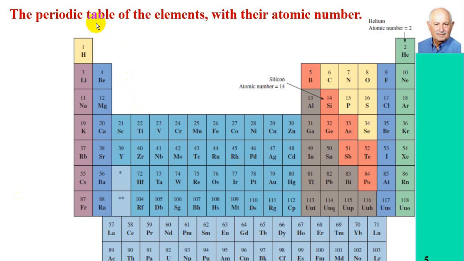This is the periodic table of elements with their atomic numbers. So if we take hydrogen, the atomic number is 1. If we go to helium, its atomic number is 2. From these two, you can manage to understand the atomic number of all the elements in this periodic table.